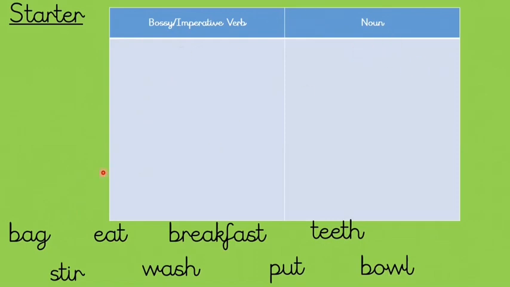So let me just read the words to you. You have got the words bag, eat, breakfast, teeth, stir, wash, put, and bowl. Those are the words that you have got. So I will pause the video here whilst you have a chance to decide where those words go, whether they are a bossy verb or a noun.